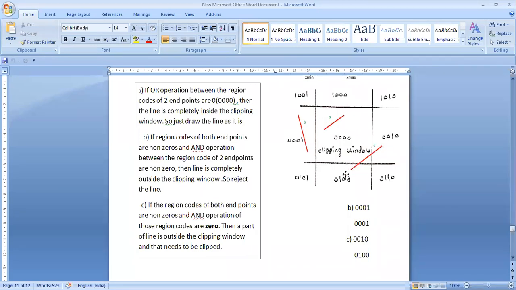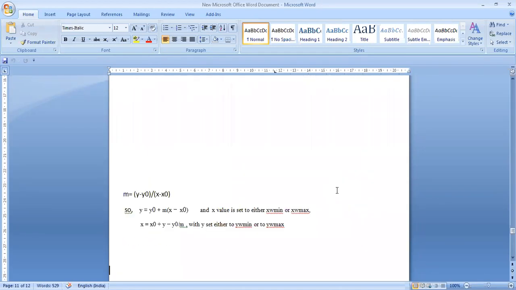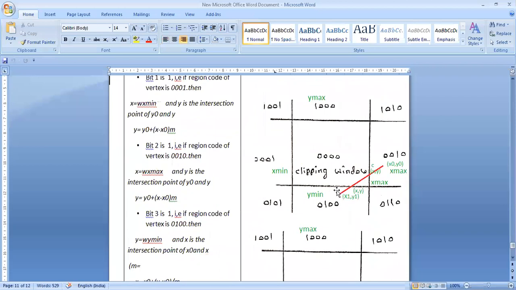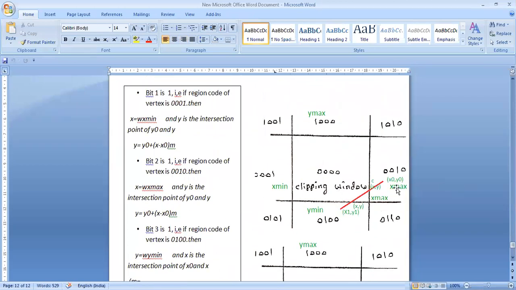Then for this type of line I need to clip the unwanted region, that means the region that is going outside the window. How will I clip? This is how. I will check the region code, and based on that region code, I will bring x and y to these particular points by using this algorithm.